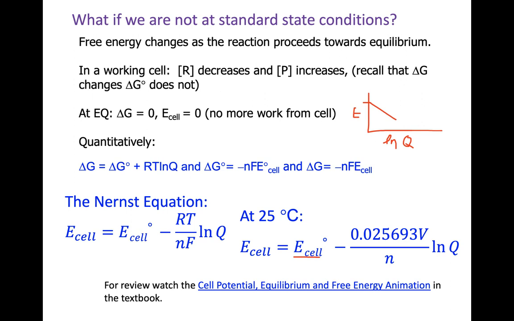So we could do this experimentally. We could measure different cell potentials at different concentrations and make a plot. And from that plot, we could experimentally determine the standard cell potential and the number of electrons being transferred in a particular reaction. So guess what we're going to do in our virtual lab this week? We are going to virtually measure a bunch of potentials at different concentrations and make this plot and analyze the data of the plot.